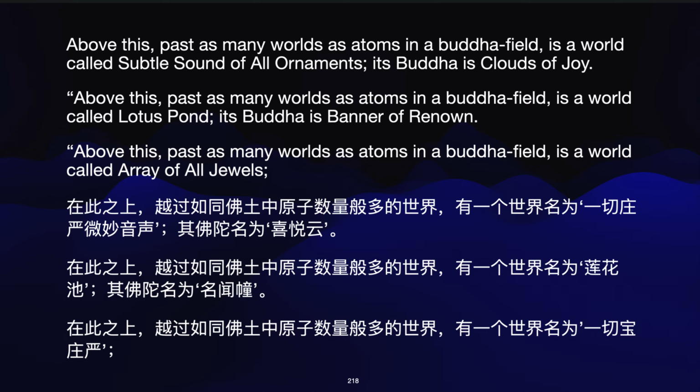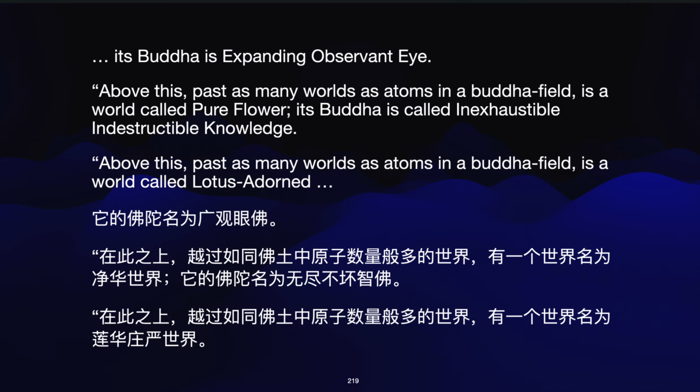Above this, past as many worlds as atoms in a Buddha field, is a world called lotus pond. Its Buddha is banner of renown. Above this, past as many worlds as atoms in a Buddha field, is a world called array of all jewels. Its Buddha is expanding observant eye. Above this, past as many worlds as atoms in a Buddha field, is a world called pure flower. Its Buddha is called inexhaustible, indestructible knowledge.